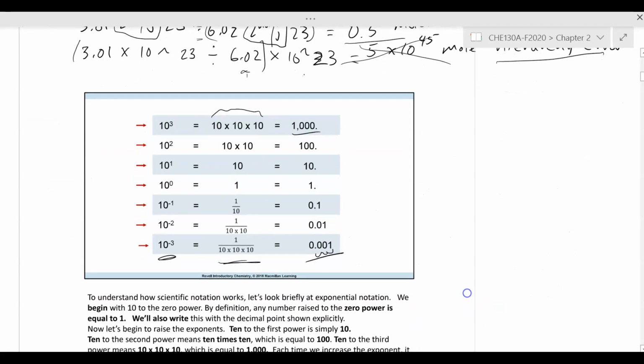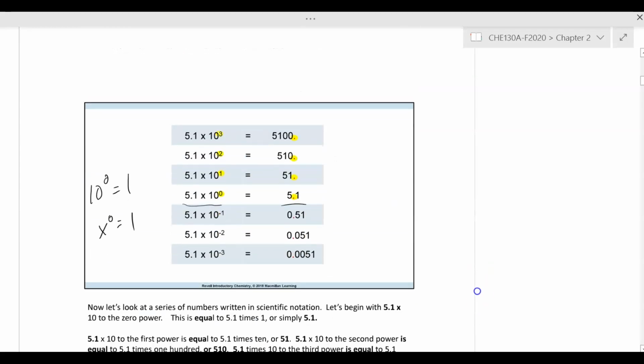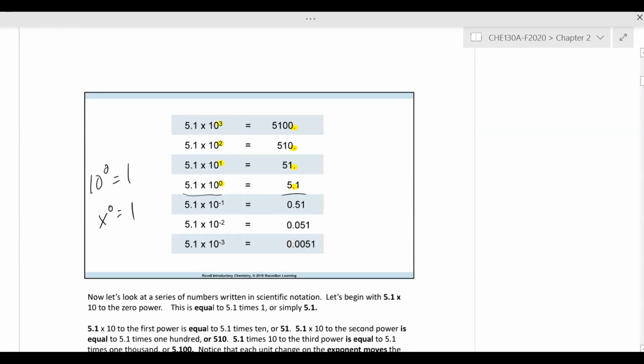Here's a slide illustrating the powers of 10. If we write 10 to the third, that means we're multiplying 10 by itself 3 times, and that's 1,000. If we write 10 to the negative third, that's 1 over 10 multiplied by itself 3 times, and that's 0.001. Here are some other examples showing how this 5.1 times 10 to whatever it is changes as we change the exponent on 10 there.